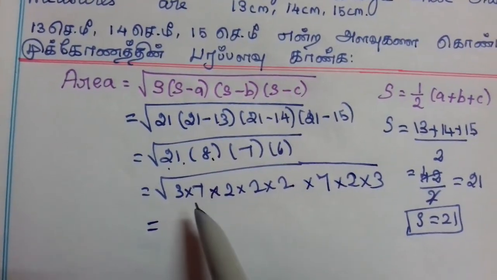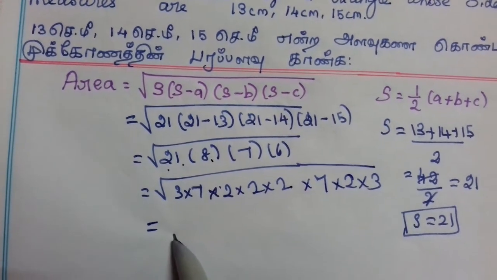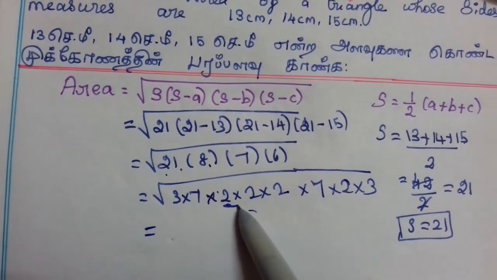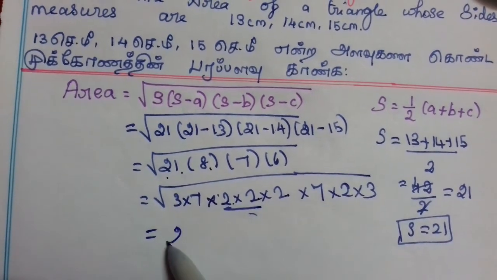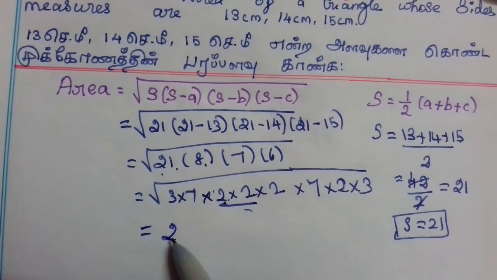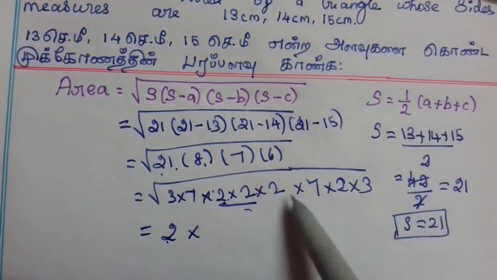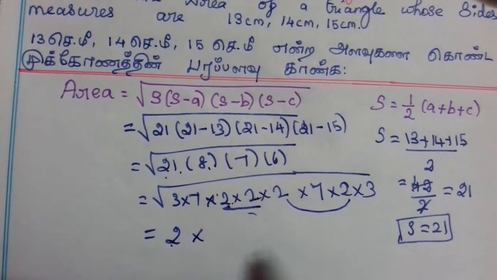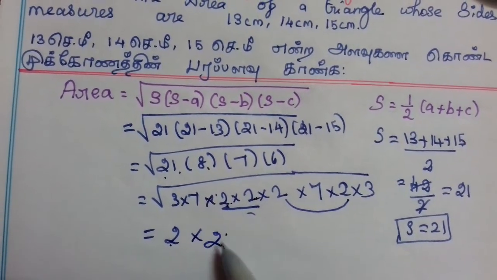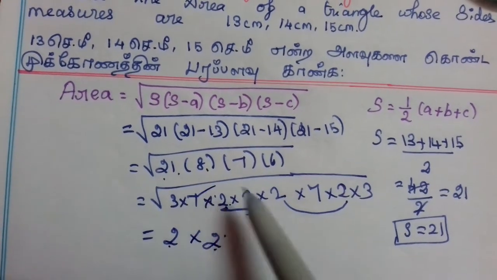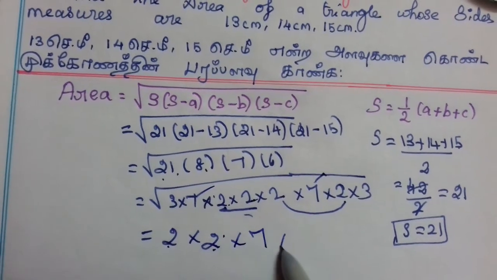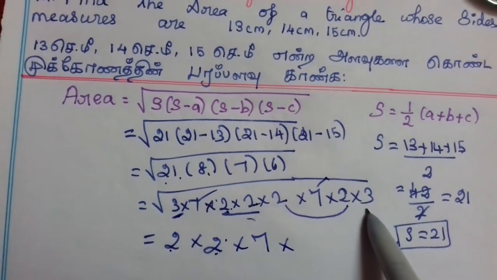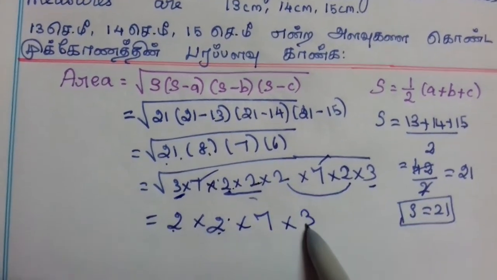You can take outside the square root. So in the two numbers we can now take outside one number. So this 2, I can take 2 as outside. The next 2, I can take 2 outside. The next, this 7 and 7, I can take one single 7 outside. Then this 3 and 3, a single 3 outside.